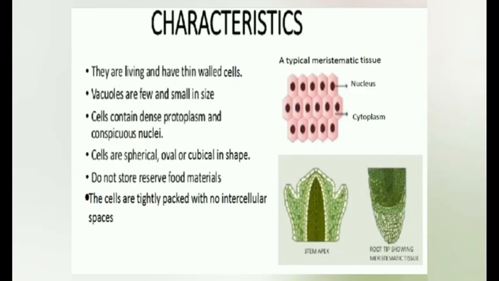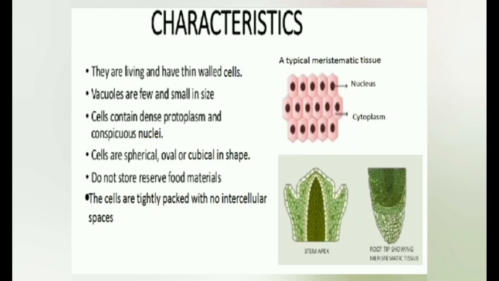Students, we shall now focus on the characteristics of the meristematic cells. Look at the picture given in pink color. It is a typical meristematic tissue. Observing this picture, you can clearly get an idea about its characteristics. Let us discuss them one by one. They are living and have thin-walled cells. Vacuoles are either absent or are few in number and small in size. They contain dense protoplasm, which is needed for cell division.